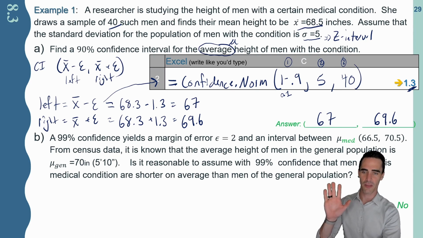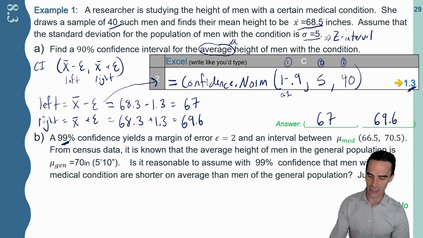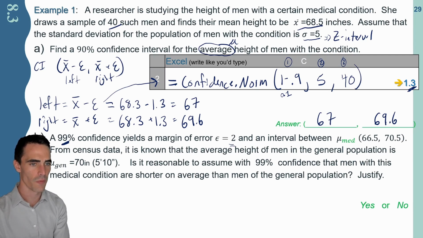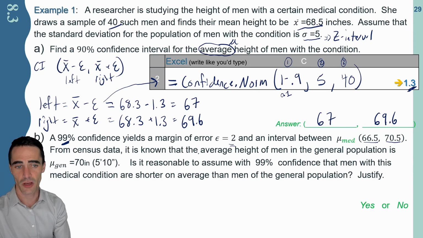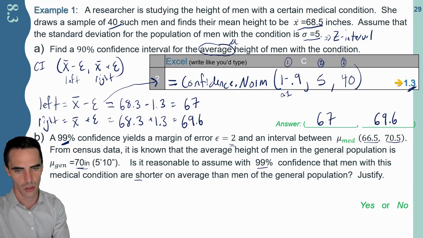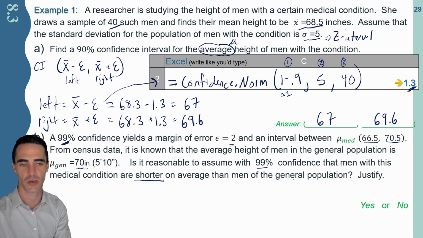Let's say a 90% confidence interval isn't enough. Somebody computed a 99% confidence interval, yields a margin of error of 2. And the interval for the population mean of people with this medical condition is somewhere between 66.5 and 70.5. From census data, it's actually known that the average height of men in the general population is 70 inches, or 5'10". Is it reasonable to assume with 99% confidence that men with this medical condition are shorter on average than men in the general population?